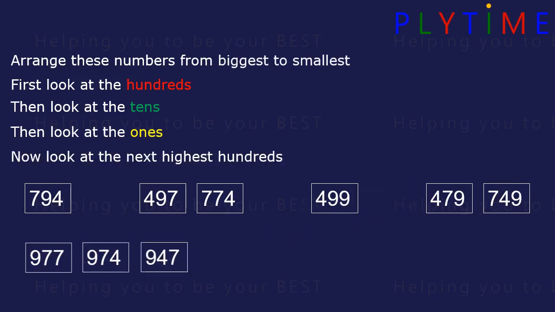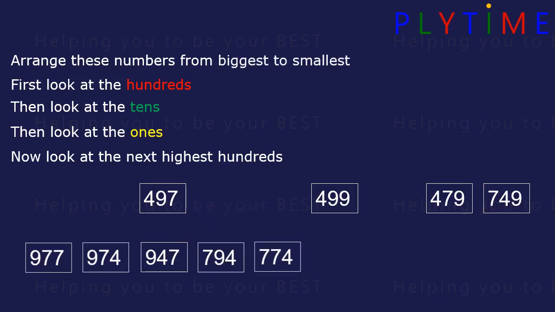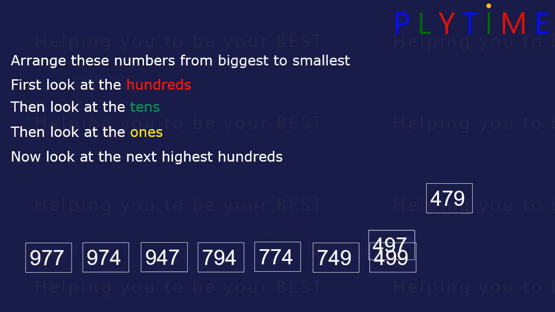Now look at the hundreds again. The next biggest are 700s. Then we look at the tens. The next biggest is 794, then 774, then 749. Now look at the 400s. We look at the tens, 2 of them are 9s. We look at the units. 499 is bigger than 497 and the smallest is 479.